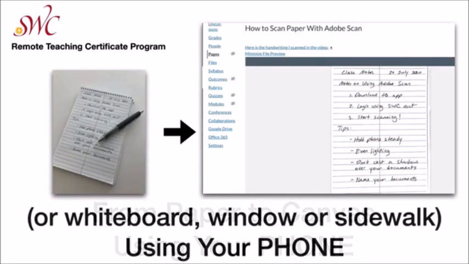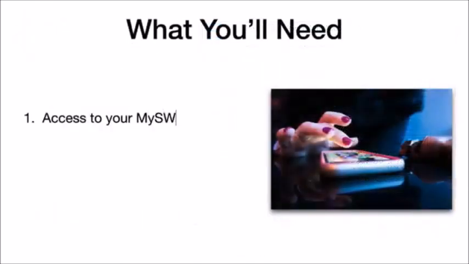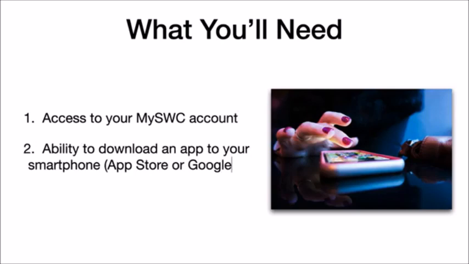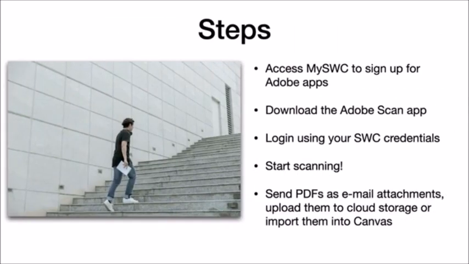I'm Valerie Pennington, and today I'm going to get you from paper to Canvas using only your phone. Actually, I can get you from whiteboard or window or sidewalk or anything really that you want to write on and get it into a digital format. All you're going to need is access to your My SWC account and the ability to download an app to your smartphone. And here are the steps that we're going to be going through. Don't worry, I'm going to show you everything.